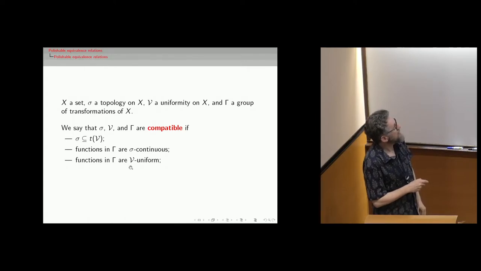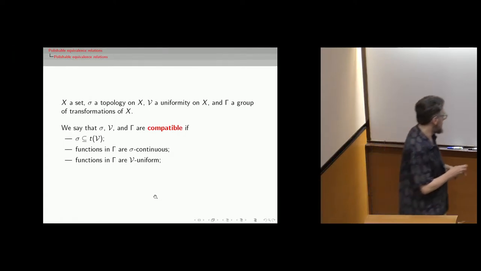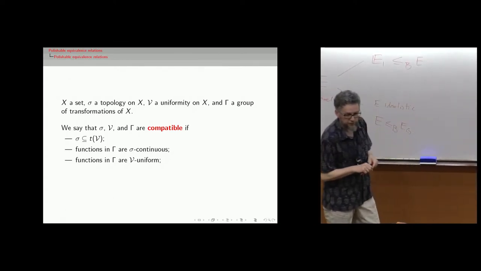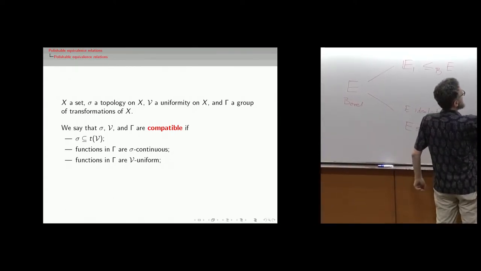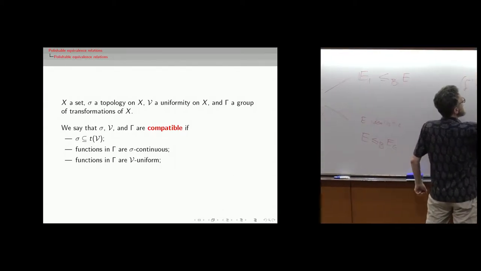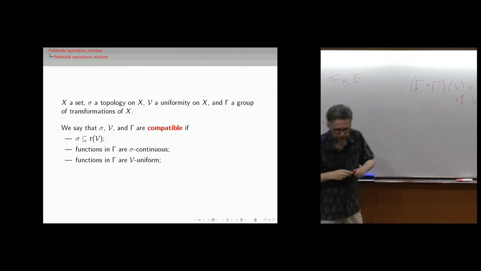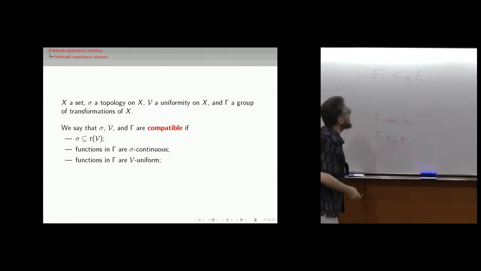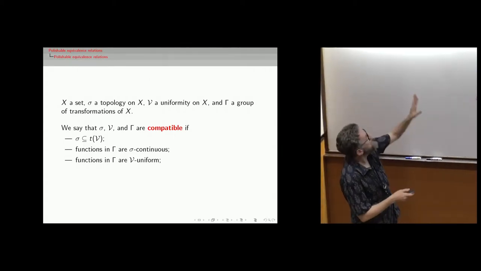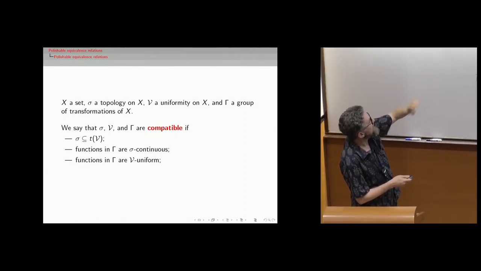And functions in gamma should respect the uniformity. So they should be uniform, this is a standard notion of being uniform. It's like being uniformly continuous. So this just means that f^{-1} × f^{-1} of V is in the uniformity, if V is in the uniformity. So this is like being uniformly continuous. So these conditions are simply pairwise: these objects interact with each other as they should. Sigma with V, gamma with sigma, and gamma with V.